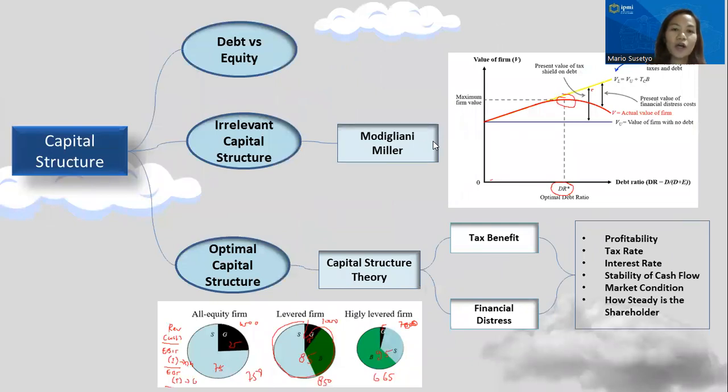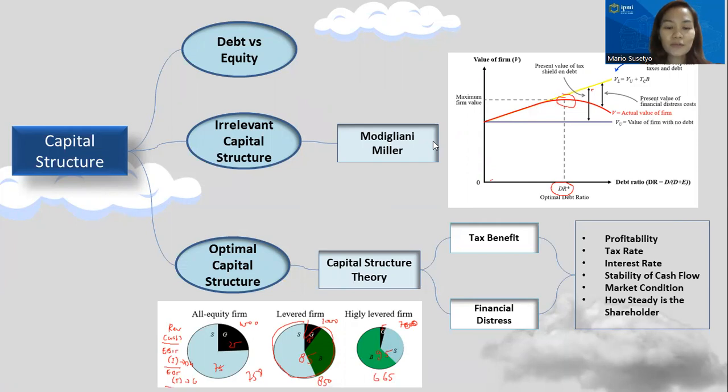Capital structure. What is capital? Capital is long-term sources of fund. It can be from debt or equity. What is the ideal debt to value of the firm? Value of the firm is the present value of future cash flow for the capital holder. Capital holders consist of debt holders and shareholders.